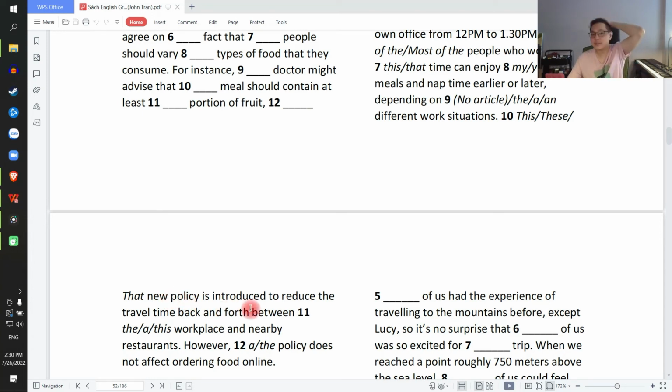This new policy is introduced to reduce the travel time back and forth between the workplace and nearby restaurants. However, the policy does not affect ordering food online. Cái chính sách mới này thì được giới thiệu, được đưa vào để mà giảm thiểu cái thời gian đi lại tới và lui giữa cái nơi làm việc và những cái nhà hàng kế bên cạnh. Tuy nhiên cái chính sách này nó không có ảnh hưởng đến chuyện đặt đồ ăn trên mạng.